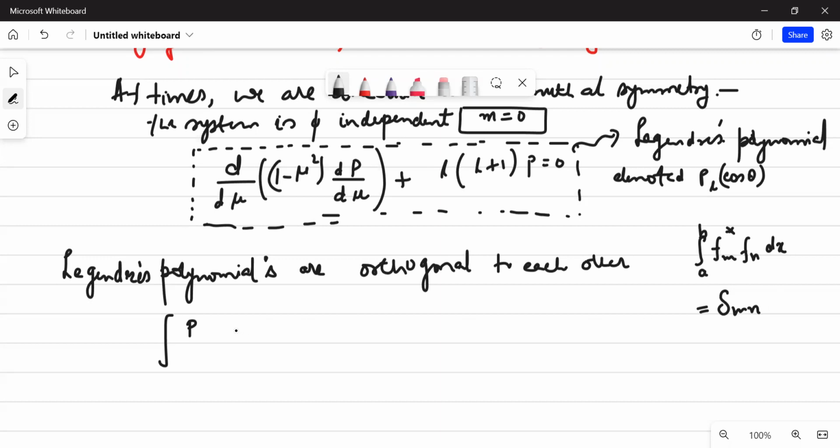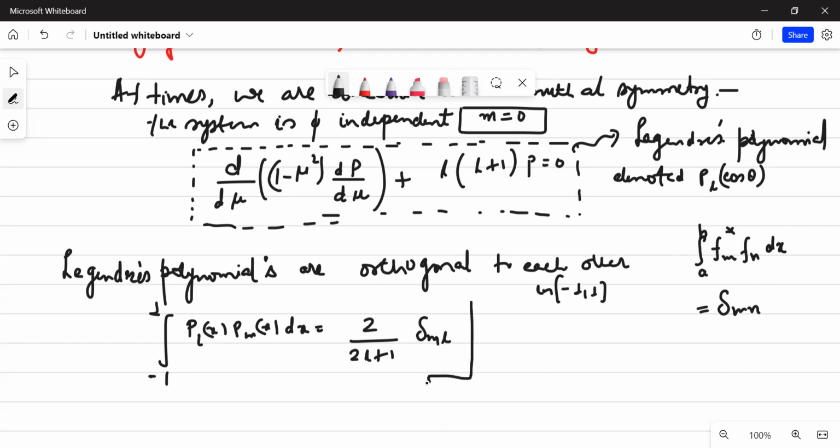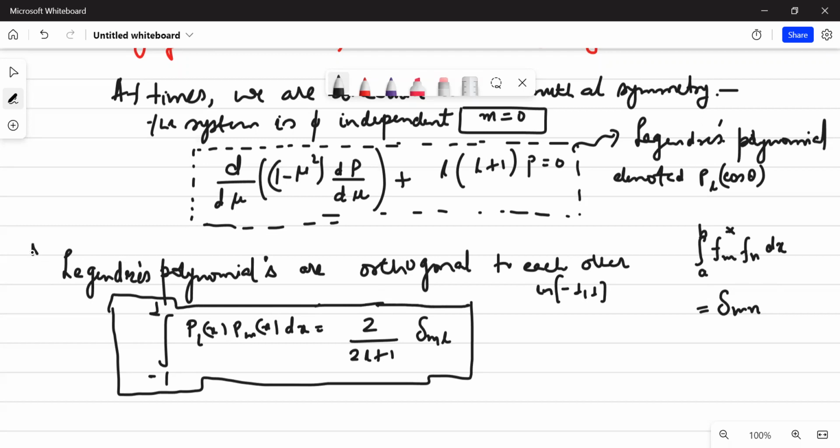Similarly, Legendre polynomials are also orthogonal, with some constant here. In the limit from -1 to 1, the integral of P_L(x) P_M(x) dx is written as 2 upon 2L plus 1 times Kronecker delta ML. This is something that you have to remember. All these things I'm going to do in special functions, don't worry. But thoda sa itna pata kar lo. Itna you should be remembering. Is that clear? One of the properties is that Legendre's polynomials must be orthogonal to each other. Is that clear?